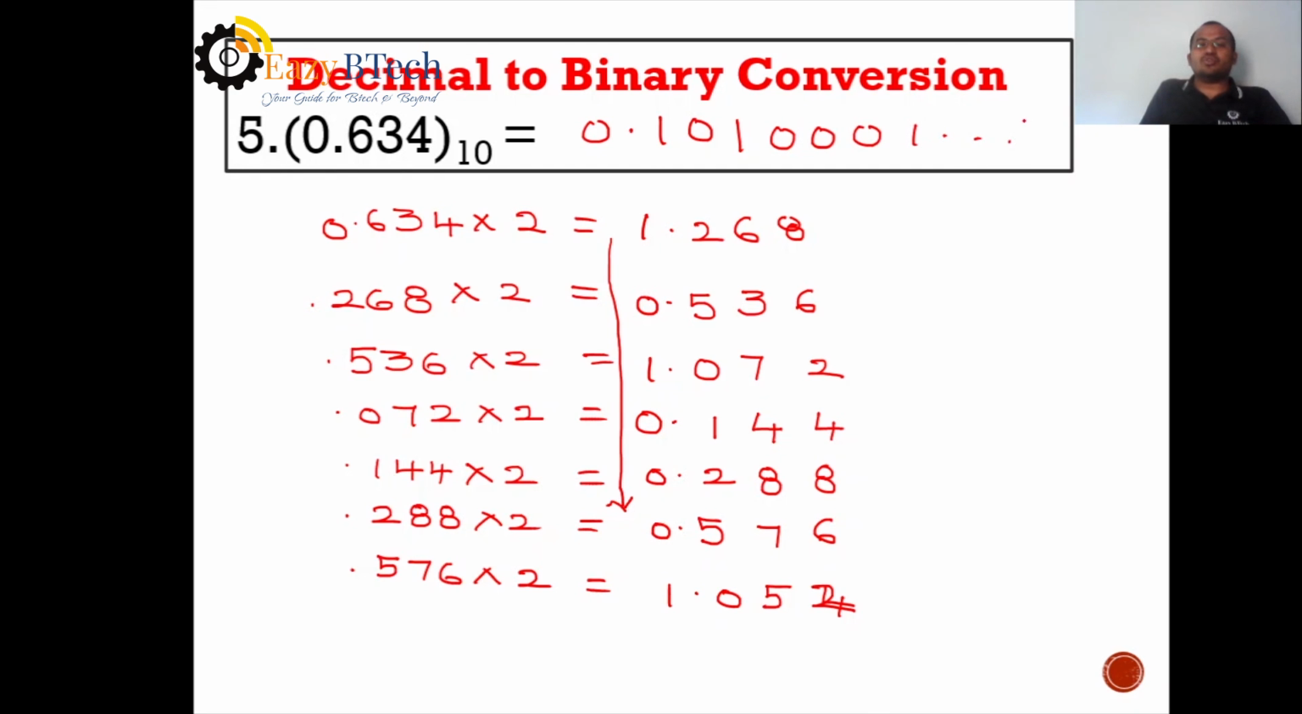So for this example, for the given decimal 0.634, the corresponding binary equivalent is 0.101001 and so on and so on. It will never end. The fractional part for this type of number will never end. So depending on the problem statement, you have to stop. If it is mentioned to write up to 4 digits, you can write up to that and put dot dot dot. So this is the difference between the earlier example and this example. Is it clear for everyone? Is it clear or any doubt?